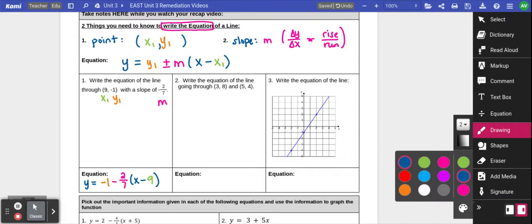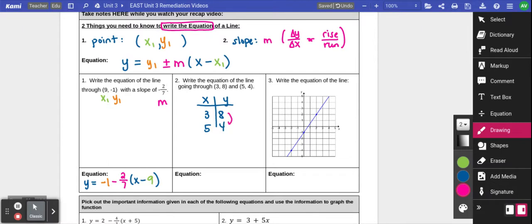In problem number 2, instead of just telling you everything you need to know, I'm going to make you work for it a little bit. So instead of telling you your starting x, your starting y, and your slope, I'm giving you 2 points to start with, and I'm asking you to find the slope before you write the equation. One of the good strategies to use here is to make a table. So I would take the two starting points, (3, 8) and (5, 4), and put them in my table.